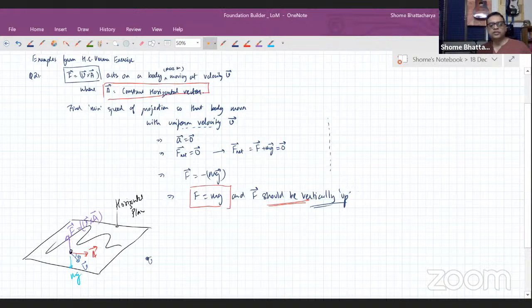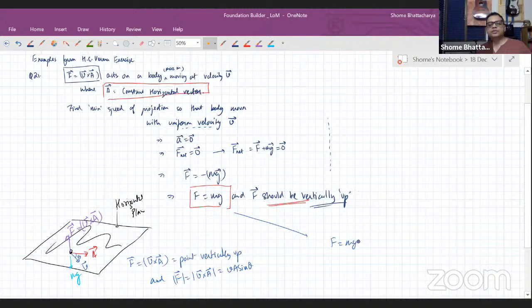Okay, so v cross A, you can see, which is the force F, will point vertically up in this diagram. You can see, okay, from the cross product method, and the magnitude of this will become mod of v cross A, which will be va sine theta. Okay, so now I want that the magnitude of F should be equal to mg. So va sine theta should be equal to mg. So the magnitude of the velocity in general should be equal to mg upon a sine theta.